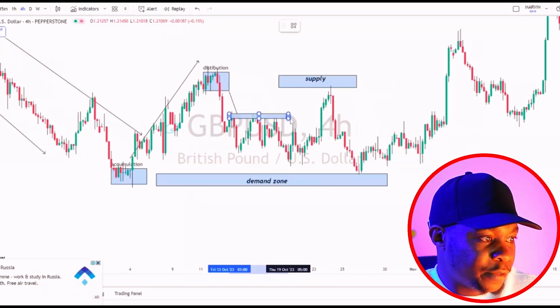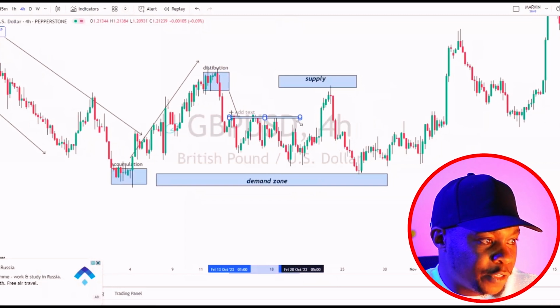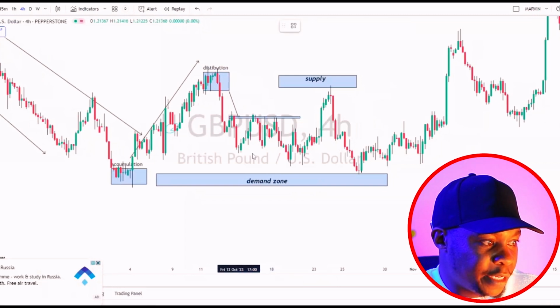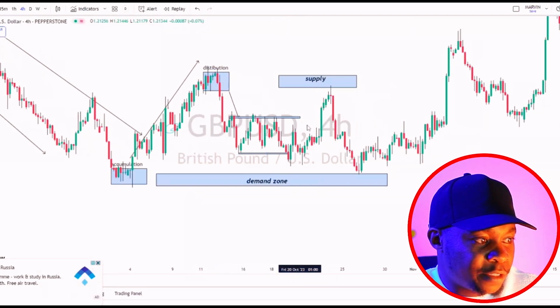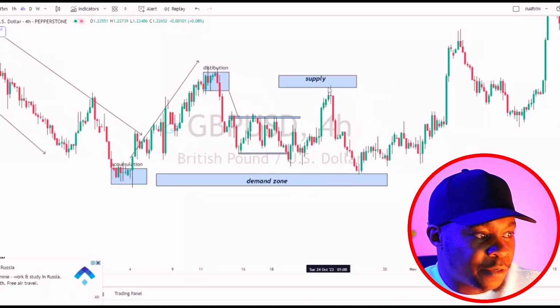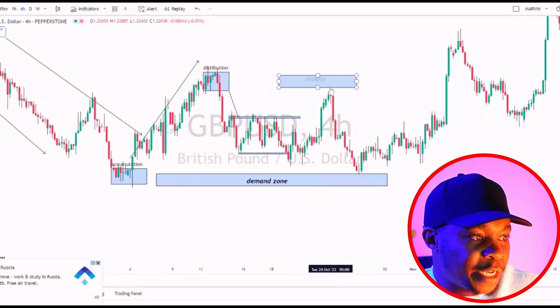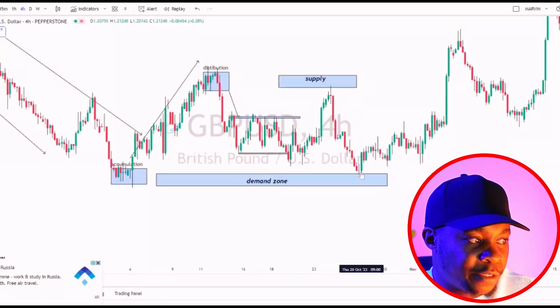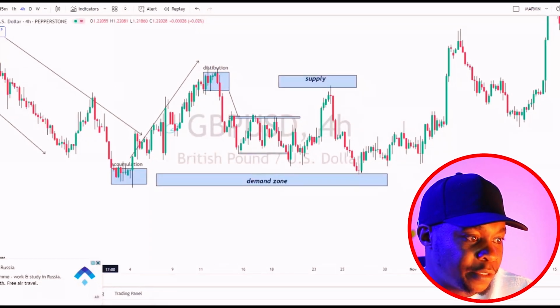Okay, so don't attempt to take trades on these areas here. The market will take you out as liquidity. Eventually this market took orders at the supply zone. Definitely, you're going to target the demand zone. Taking orders at the supply zone, you're targeting the demand zone.